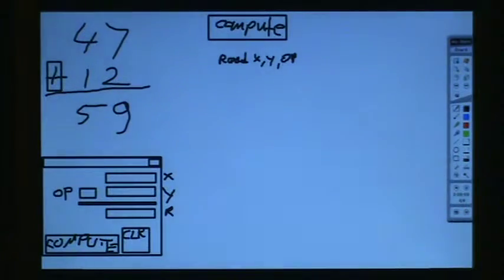And because this is an input, we make a trapezoid for the box. When you do a flow chart, inputs and outputs are drawn in trapezoidal boxes. All right. Once we read x, y, and op, we need to figure out what operation we're going to do. So we need to compare op with the normal operations, plus, minus, multiply, and divide, right?